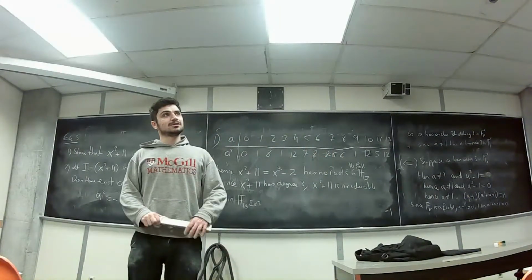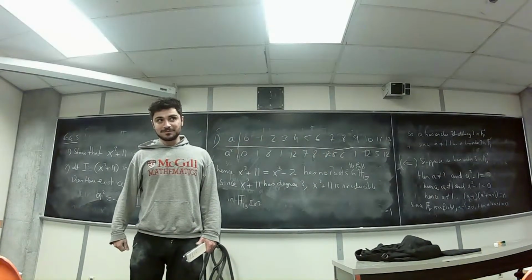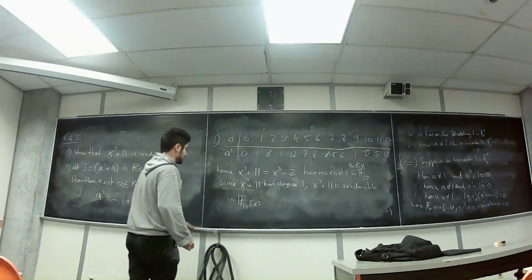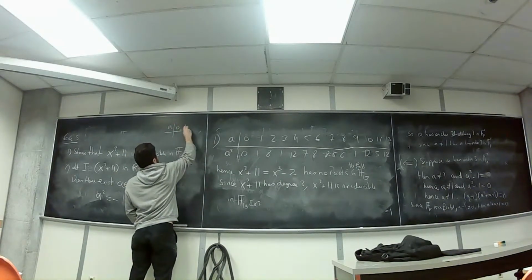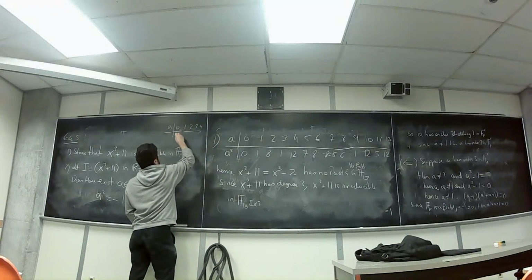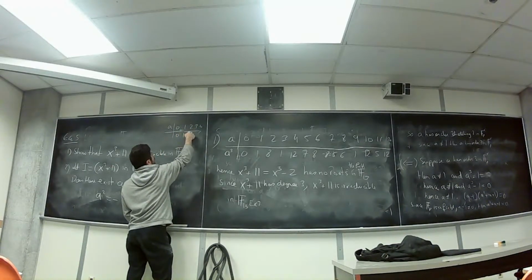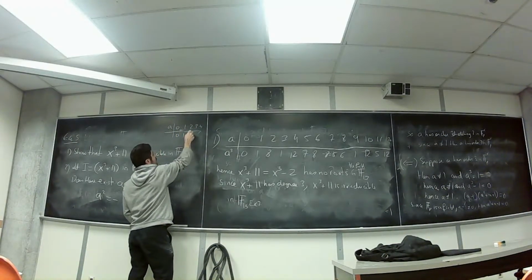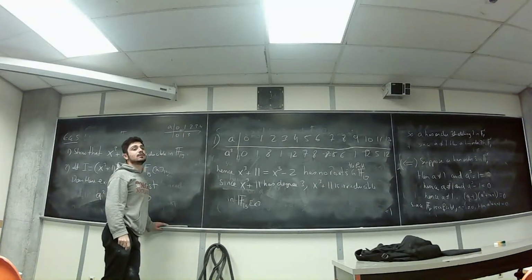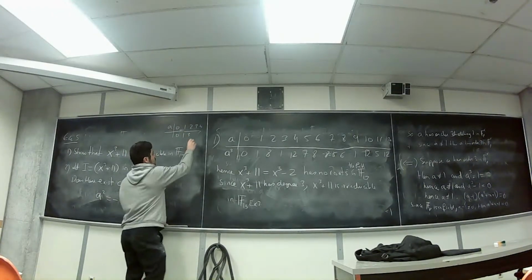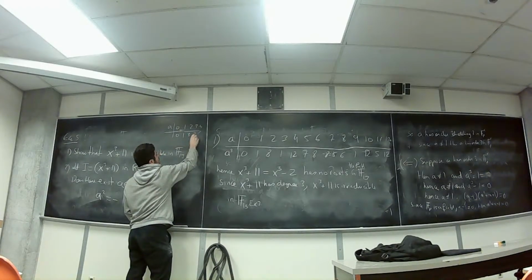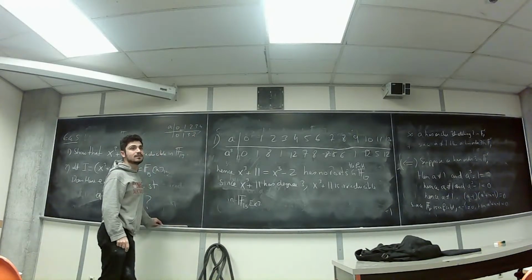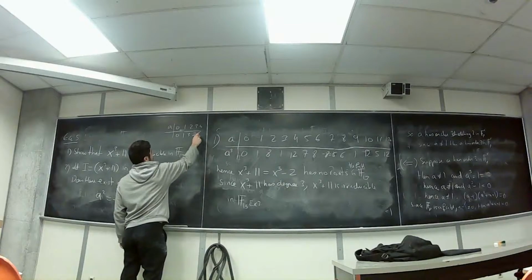So pick, let's see, pick 5. Do it mod 5, okay? 0, 1, 2, 3, 4. Cube everything. You get 0, you get 1. What is 2 cubed mod 5? This is 3. What is 3 cubed mod 5? No, 3 cubed is 27, so it's 2, right? And what is 4 cubed mod 5? It's 4.